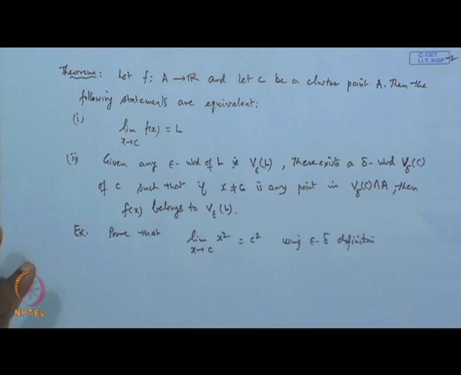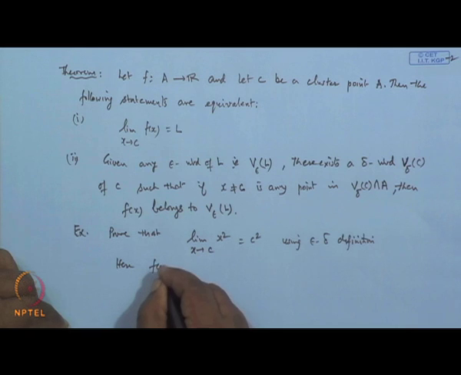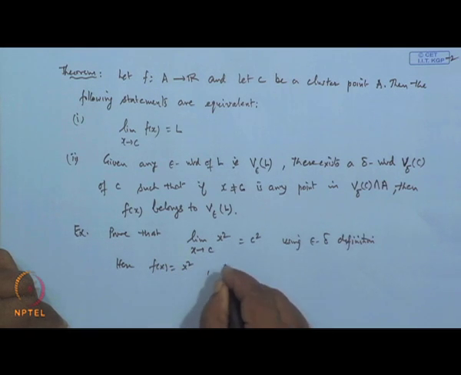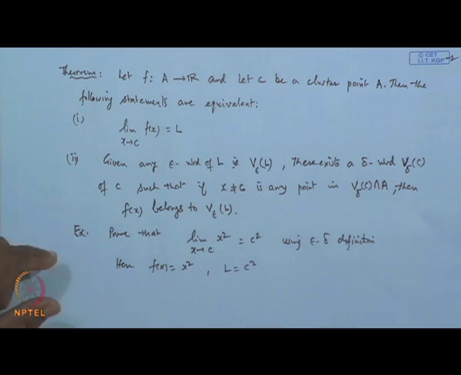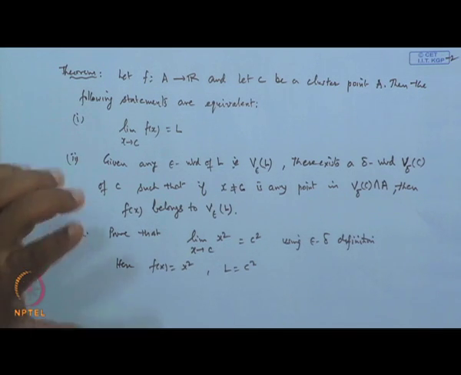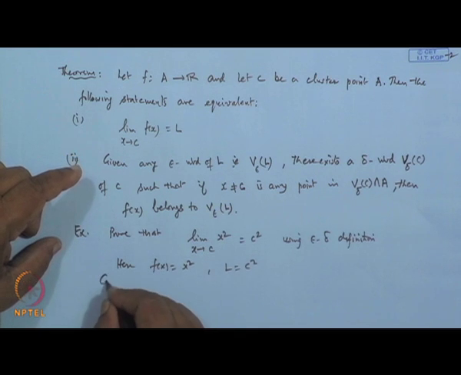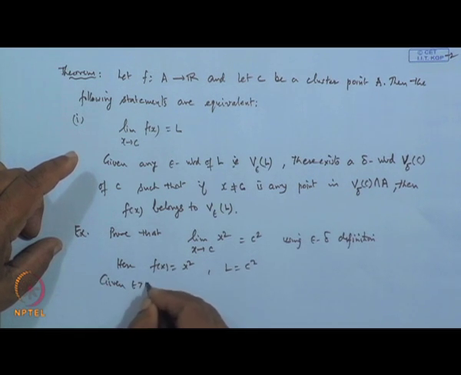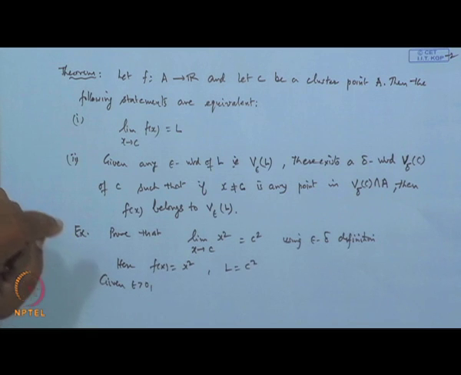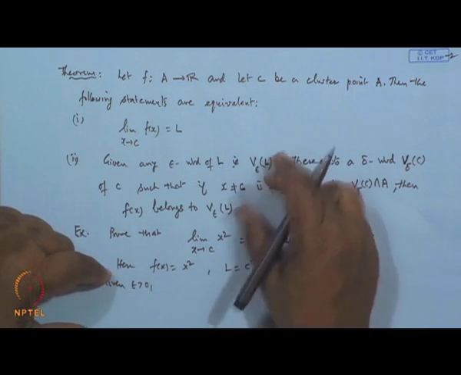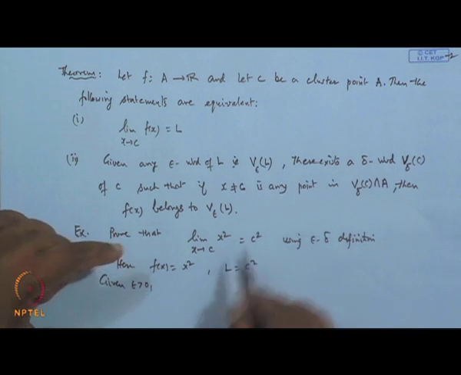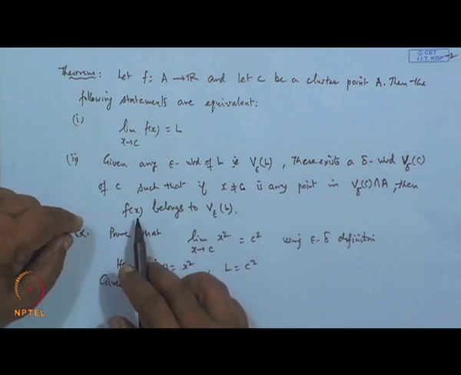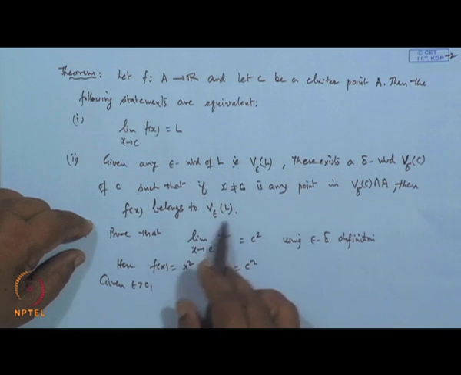Okay. So, what is our function? Here the function f(x) is x squared, and L is c squared. What we want is, for epsilon, we will choose first. Let epsilon be given. Given any epsilon greater than 0, we have to identify the delta so that this condition holds. It means we want the difference f(x) minus L to lie in this neighborhood.